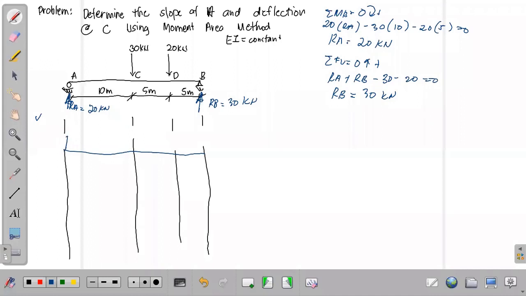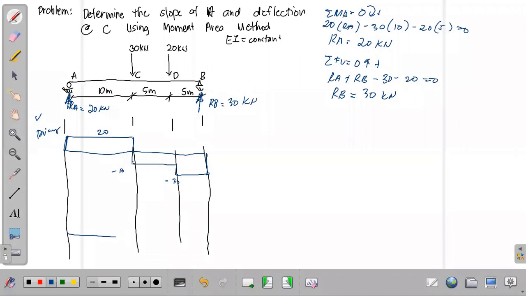Between point A and C, wala tayong uniform load or any load, so straight line yan. Okay? So 20 minus 30, magne-negative 10. Straight line din between C and D, wala tayong load. And then negative 10, pababa na 20, so we have negative 30. From between D and B, 0, kaya ganyan. So negative 30. Okay? And this is for the shear diagram.